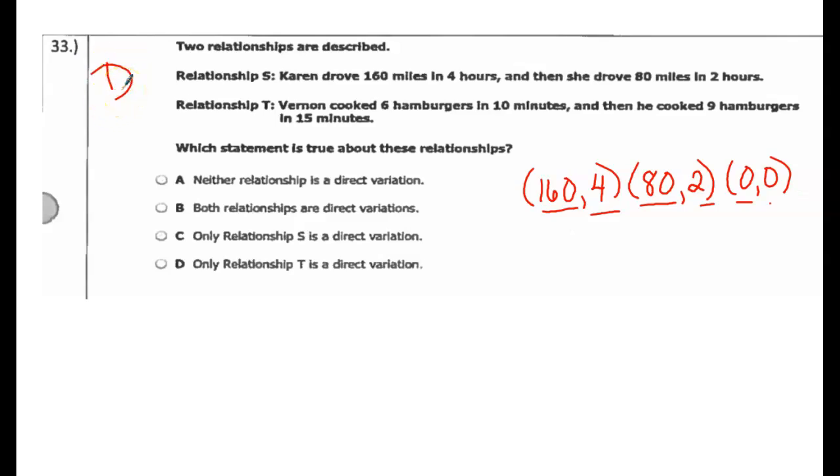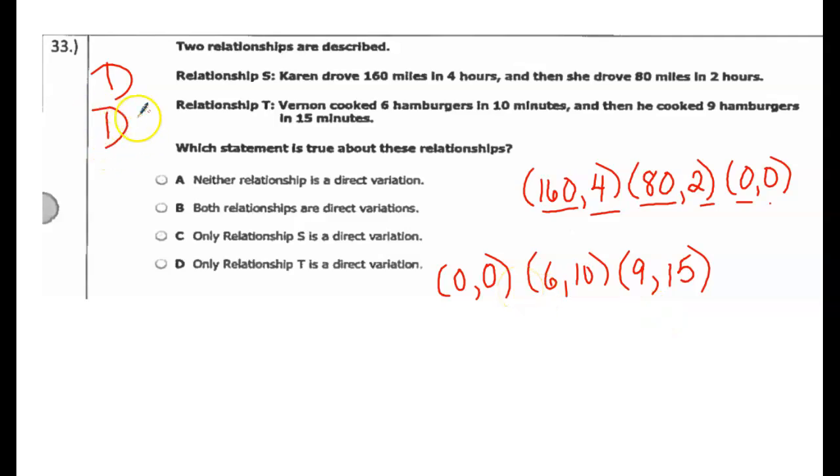All right, let's look at T. Vernon cooks 6 hamburgers in 10 minutes and 9 hamburgers in 15 minutes. If we think about it, how many hamburgers would he make in 0 minutes? If he made 0 hamburgers, that would be in 0 minutes. So in this case, notice your inputs as they're going up, the outputs are also going up. So this one would also be a direct variation. So it says both relationships are direct variations. So our answer would be B.